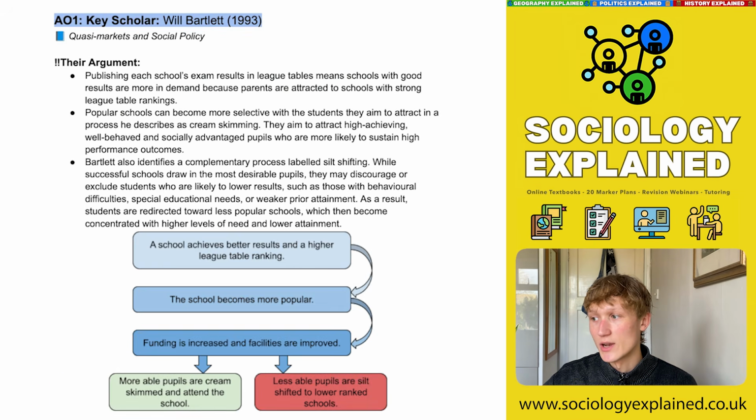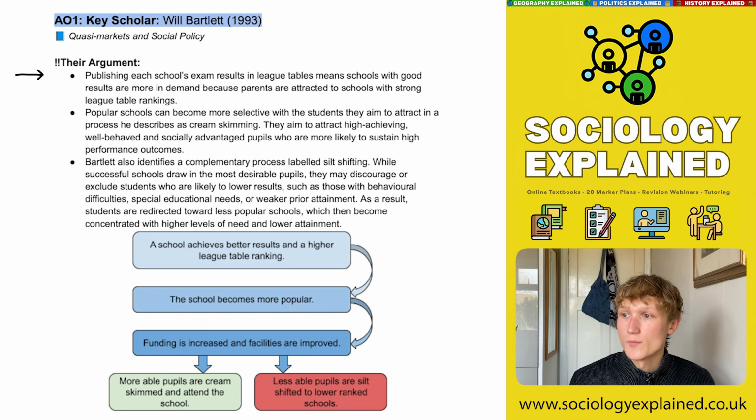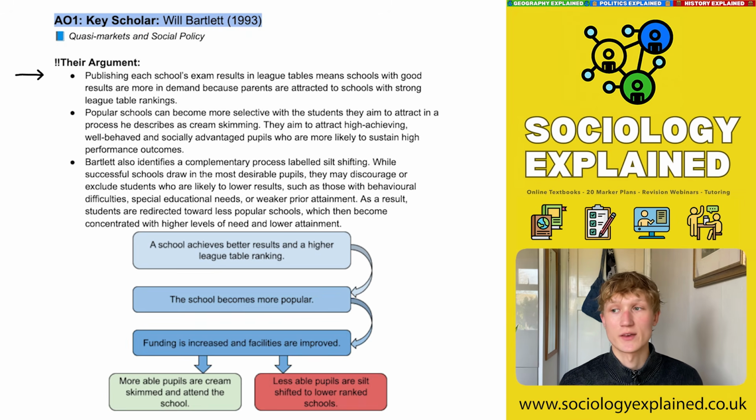So key scholars in relation to Ofsted and league tables: Will Bartlett is one of them. He argues that because of league tables and Ofsted, schools who perform well in those things get oversubscribed by parents who want their child to go to that school, so they have the power in that situation to choose who they accept into their school. And once they have that power, they will do what he calls cream skimming and silt shifting.